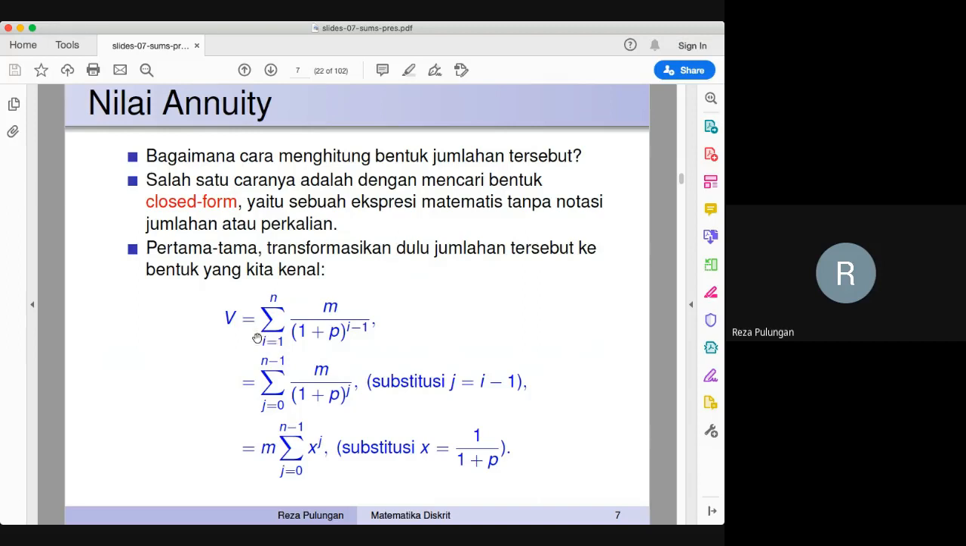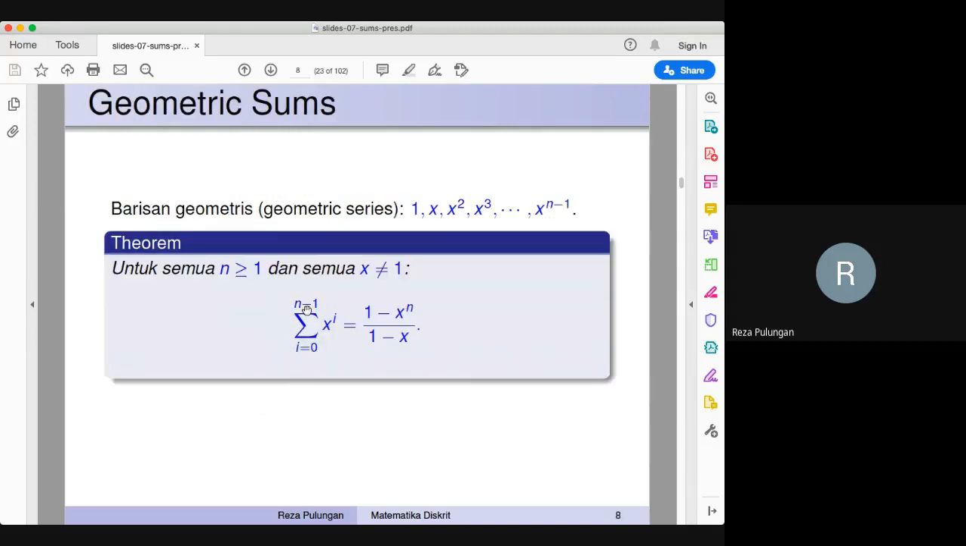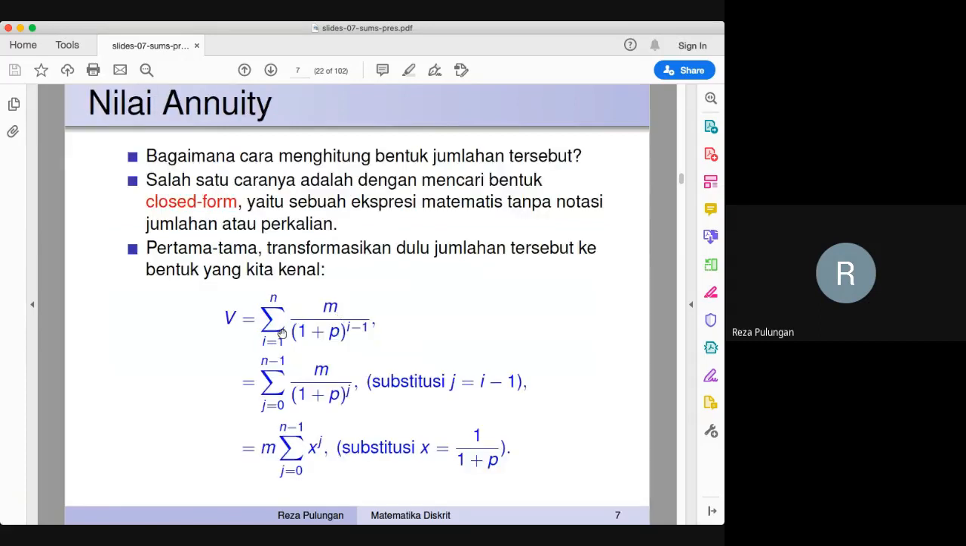The only thing here, this is already matched actually. So we have here I is equal to 1 until n, and here I is equal to 0 until n minus 1. Well, there is a problem there, but this is okay because the index is equal to I. And then this is x to the power of I. Here we don't have x to the power of I, which is quite strange. Also, we have something divided by 1 plus p to the power of, which is basically a denominator. So how do we deal with this?